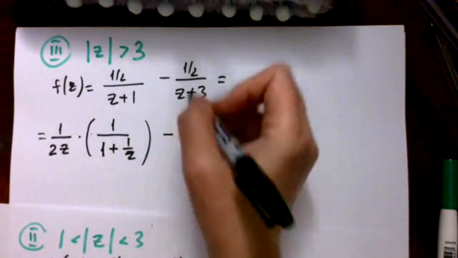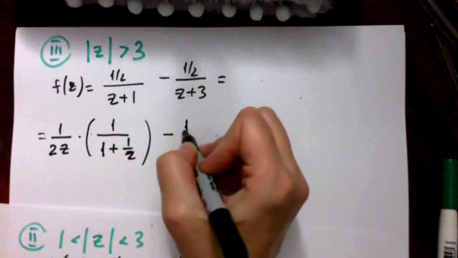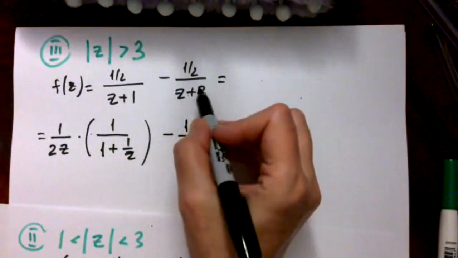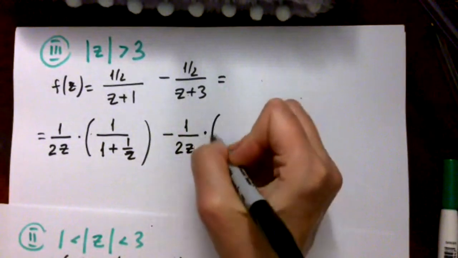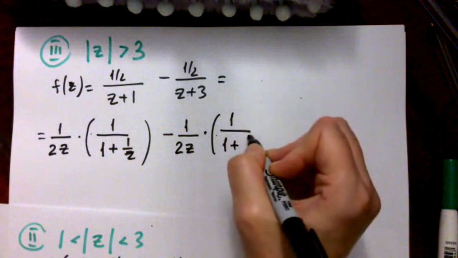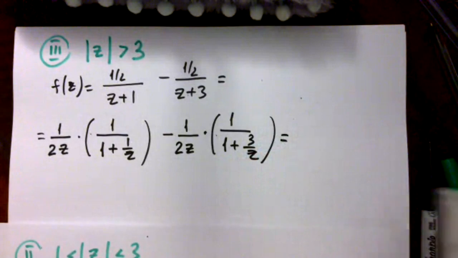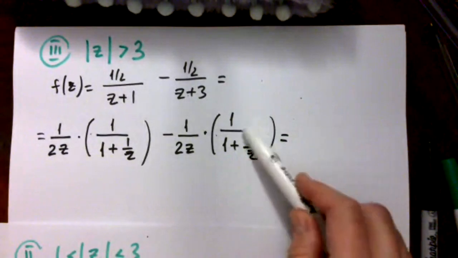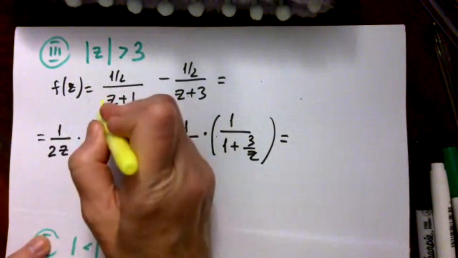But as for the second fraction, apart from our 1 over 2, of course, this time I'll have to pull out not 3, but z instead. So it will be 1 over z in front. And the fraction will look like 1 plus 3 divided by z. Only in this case, it will be possible to use canonical expansion in this region.